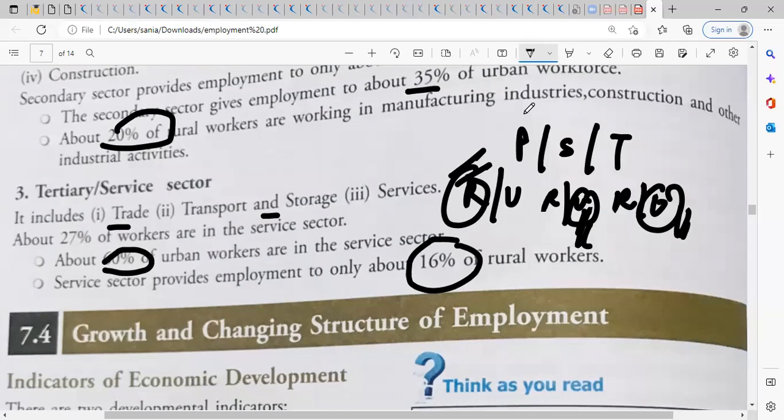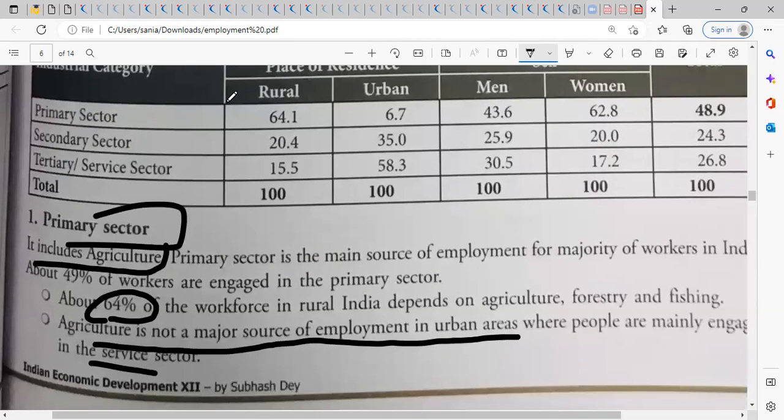So we'll quickly read it, and then that's it for today. Then we'll start with the next topic from the next class.